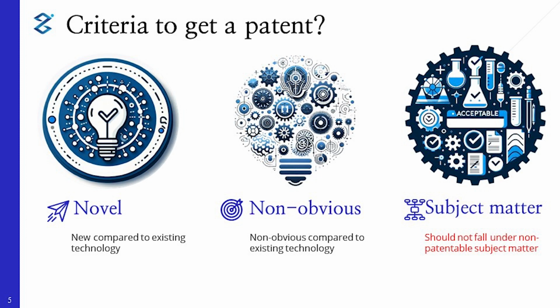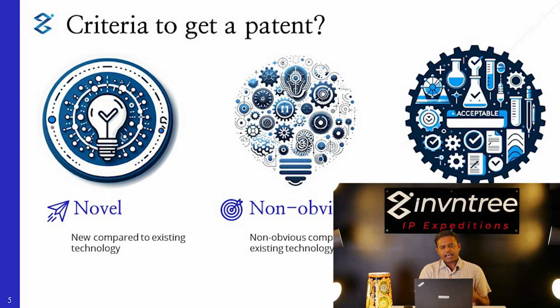Now, very broadly speaking, there are three criteria to get a patent granted. So if you have a technology, it has to meet the criteria of what is referred to as novelty, non-obviousness, and the third thing is the subject matter requirement. Now, coming to novelty, if the technology has some aspect that can be considered as new as compared to what is already there in the public domain across the world, then that technology is considered to be novel. And essentially, novelty is judged based on what is known in the public domain across the world.